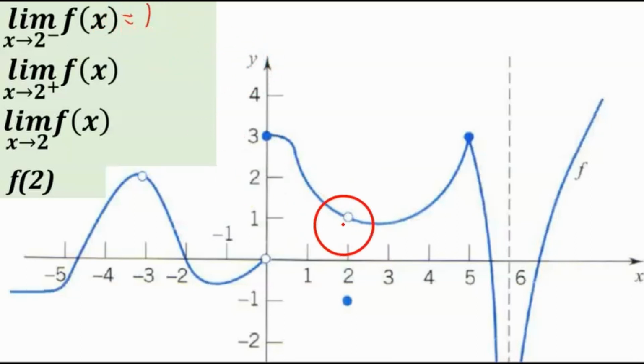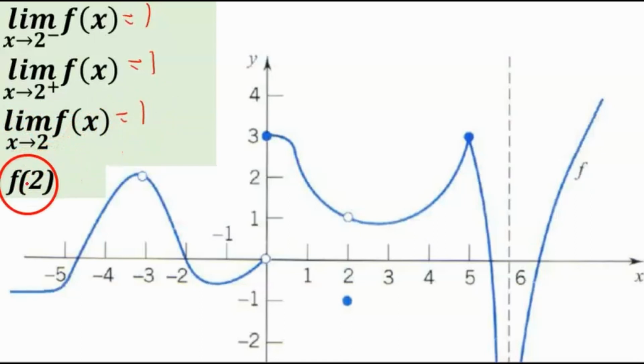So it's 1. What about from the right-hand side? Again, we're following it, and it's approaching 1 as well, to that same point. So it's approaching 1. Since the limit from the left-hand side equals the limit from the right-hand side, the overall limit exists. So the limit as x goes to 2 is 1 as well.